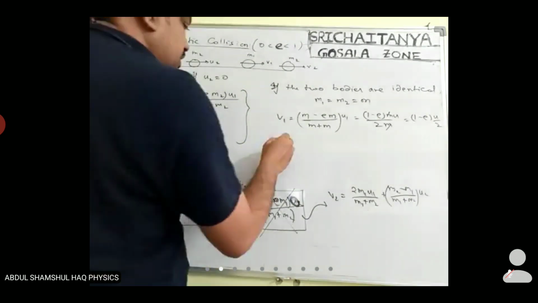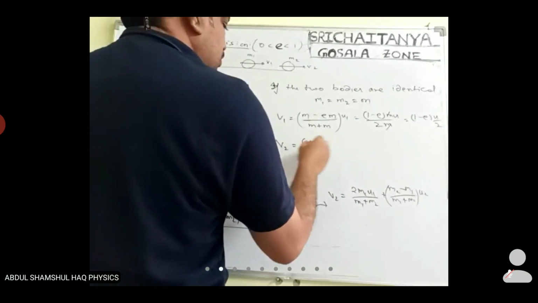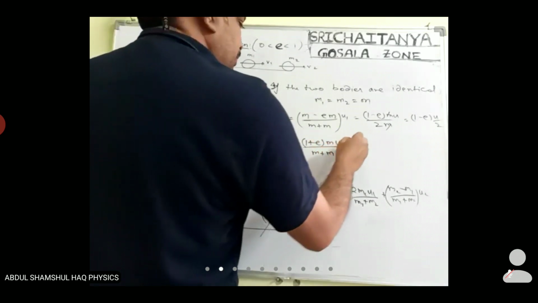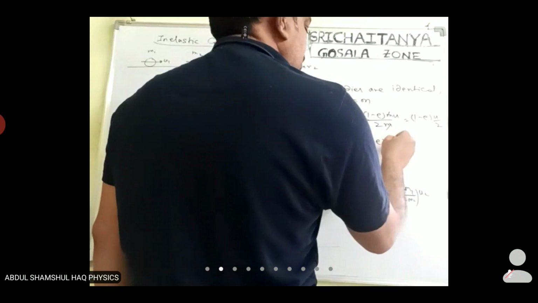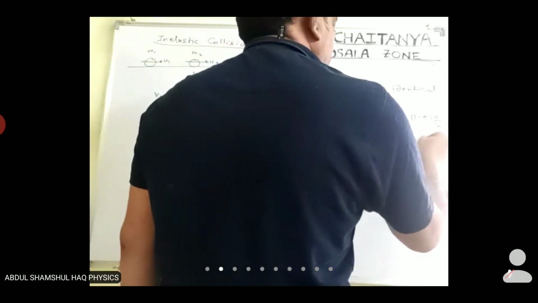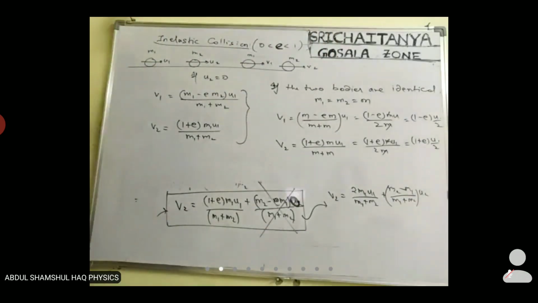Similarly, let us go for the second velocity. Therefore, (1 plus E) into M into U1 whole divided by M plus M. That equals (1 plus E) into M U1 whole divided by 2M. These two get cancelled. So (1 plus E) into U1 by 2.